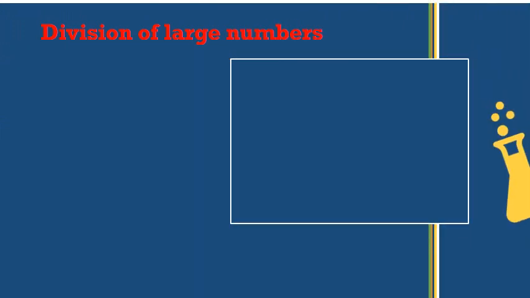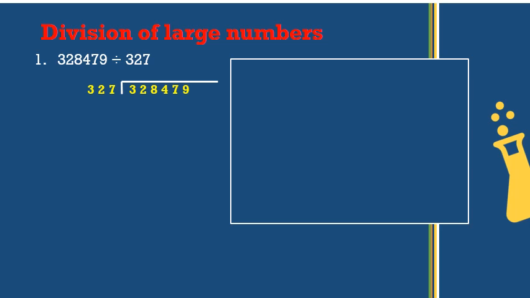So now children, let's come to the division of large numbers. So the first question is 3,28,479 divided by 327. So let's see how we will do this division. Children, in this case, 327 is the divisor and 3,28,479 is the dividend.